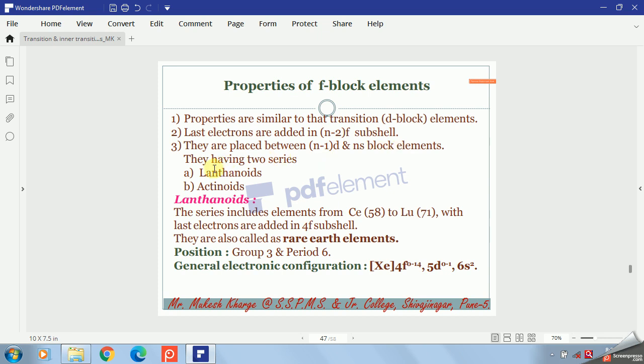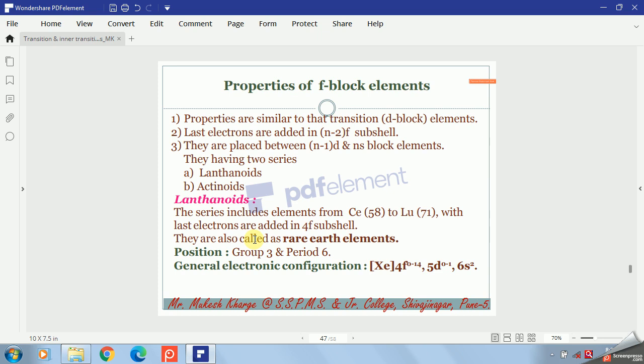So those elements which are placed after lanthanum are called lanthanides, and those elements which are placed after actinium are called actinoids. So let us discuss lanthanides first. The lanthanide series includes the elements from cerium, atomic number 58, to lutetium, atomic number 71, with last electrons added in the 4f subshell. This is the pre-penultimate shell.